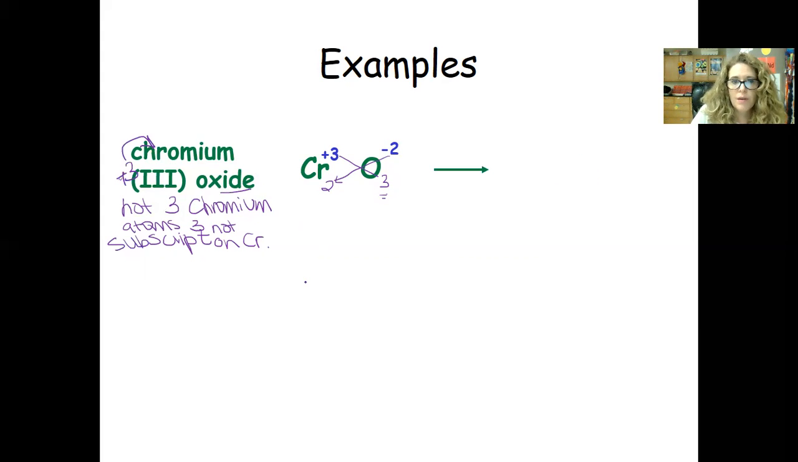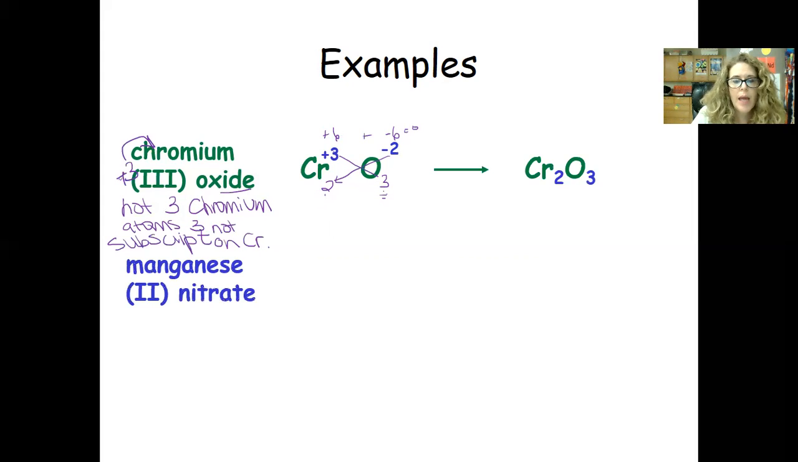So now we'll just do symbols, charges, crisscross, right? I have a +3 times 2, +6 total charge on that side. 3 times -2, -6 on that side. +6 plus -6 equals 0. That means my formula is legit. Now let's do another example.